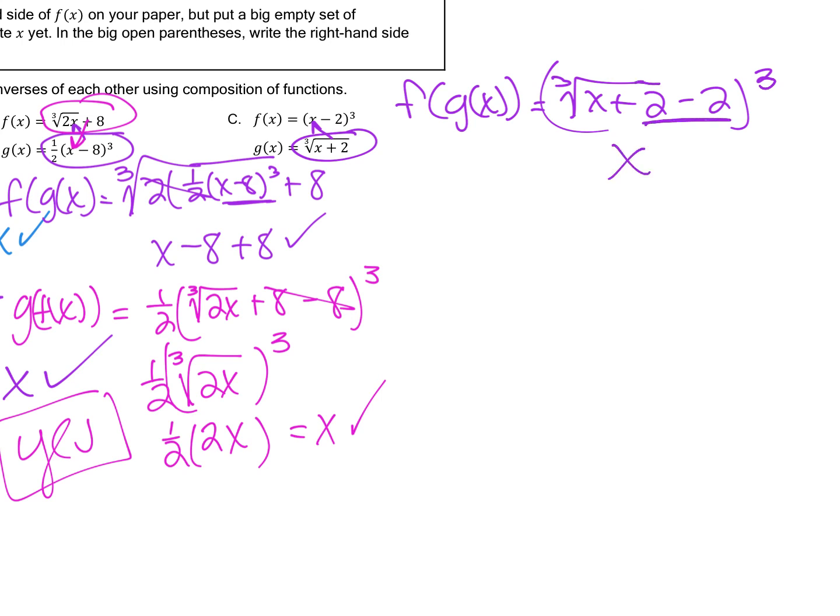That is not going to give us an x. So therefore, no, these are not inverses of each other. If that was not under the cube root, then we could cancel those out. It would be just x, but those you cannot combine.